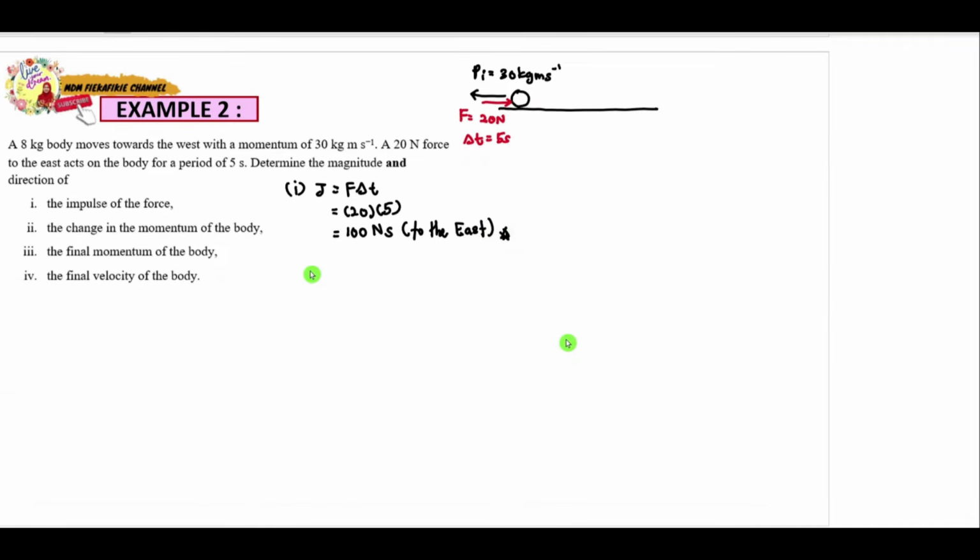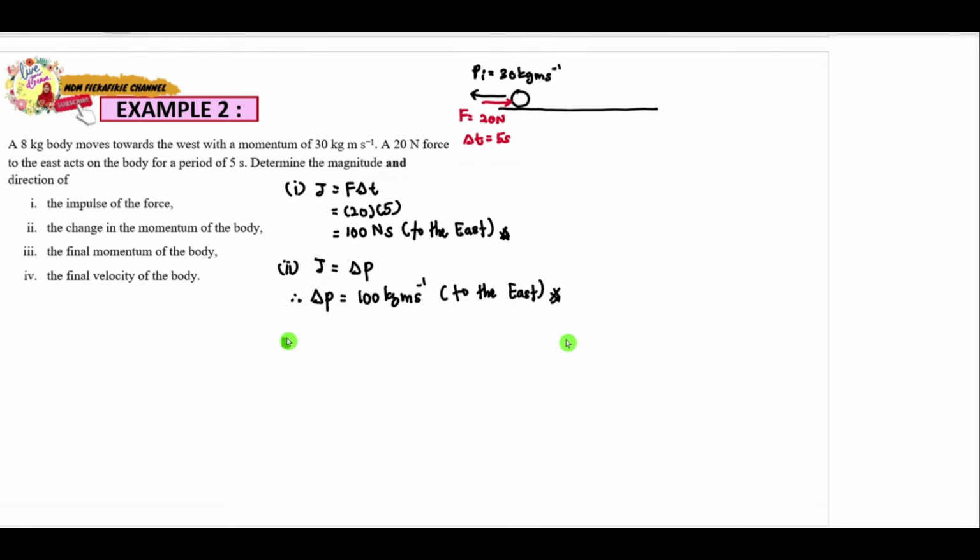Okay, and number 2, the change in the momentum of the body. So remember that impulse also equals the change of momentum of the body. Therefore, since impulse is equal to 100, the change of momentum is equal to 100 kg meter per second. So the direction is to the east. Okay, the change of momentum.